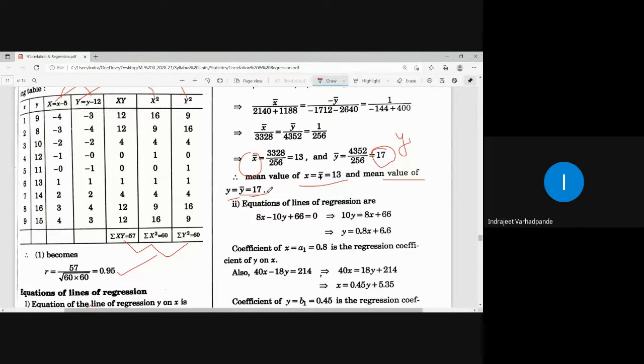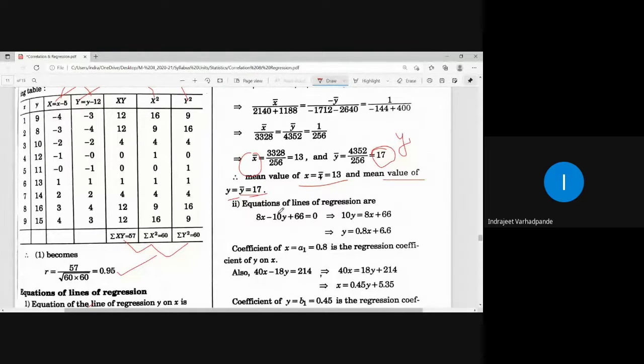Now I have to determine the regression coefficients. You remember we have written the formulas A1 and B1. A1 is nothing but r into sigma y upon sigma x, which acts as the regression coefficient of y on x. B1 is nothing but r sigma x upon sigma y, the regression coefficient of x on y. The product A1 B1 is nothing but r square. So r is the square root of A1 B1, which is the geometric mean of the regression coefficients A1 and B1. I am now interested in calculating the regression coefficients A1 as well as B1.